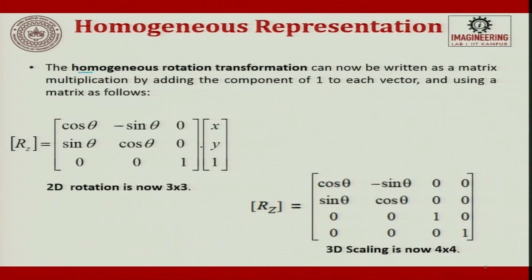When we talk about the homogeneous rotation transformation, it can now be written in multiplication by adding the component 1. This was the 2 cross 2 which you studied. Now, that 2D homogeneous representation is called 3D. So, you try to express it in this form. This is for rotation about Z. For the same rotation about Z, the 3 cross 3 form will be something like this.